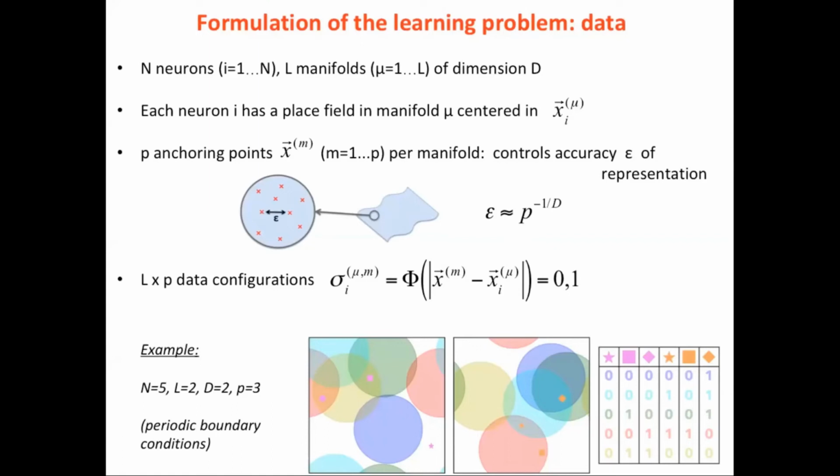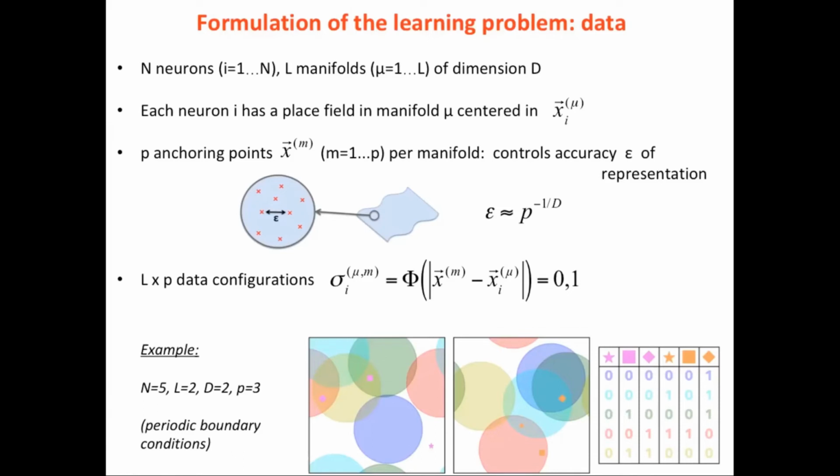Now I will define some data configuration, that is, an activity configuration of my network, in the following way. Each neuron i, in manifold mu and anchoring point m, will have an activity 0 or 1, which I call sigma_i^{mu,m}, defined as some function of the distance between the anchoring point and the place field center of neuron i in this manifold. And this function will be, let's say, 1 if the distance is smaller than some cutoff, and 0 otherwise.